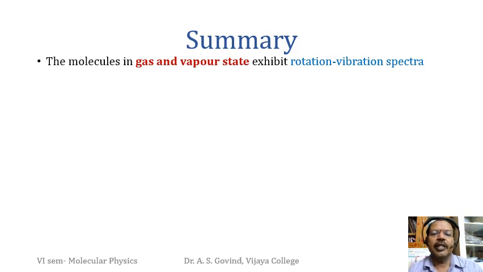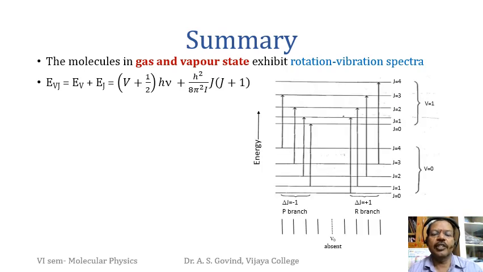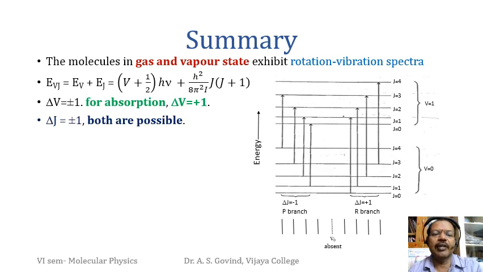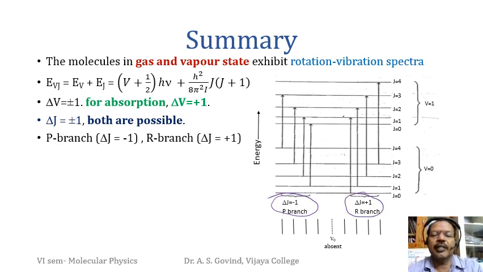Molecules in gas and vapor state exhibit rotation vibration spectra. Combined energy E_VJ is the sum of E_V and E_J. V is the vibrational quantum number, J is the rotational quantum number. And when you calculate the values and show it diagrammatically, it appears like this. Delta V is plus or minus 1 is a selection rule. For absorption, delta V is plus 1. Delta J, both plus 1 and minus 1 are possible. P branch corresponds to delta J decreasing by 1. R branch corresponds to delta J increasing by 1.